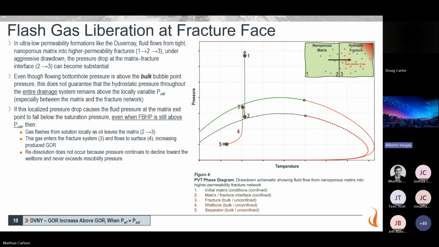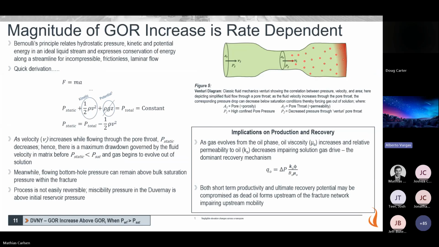So what we're seeing is you actually get this pressure increase when you move out from the confined pores and into the fracture. And that loss of support is what I think is potentially causing this flash gas. One of the things that we've noticed is this is also very rate dependent. We didn't want to go through full Navier-Stokes here, so we just simplified it down in our assumptions.